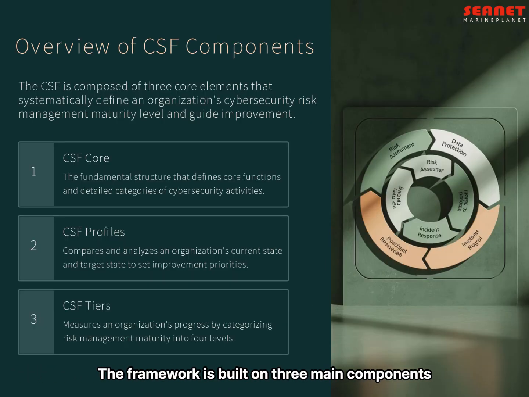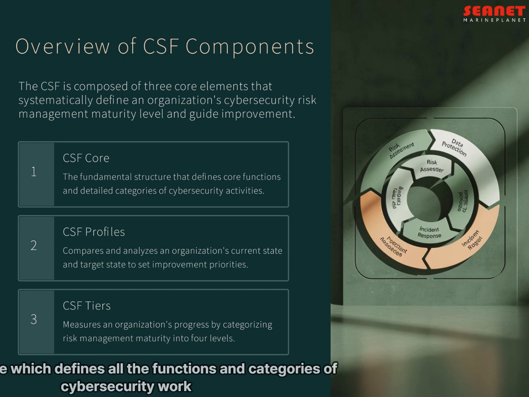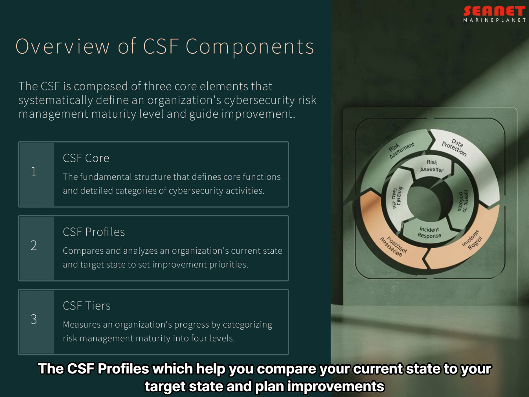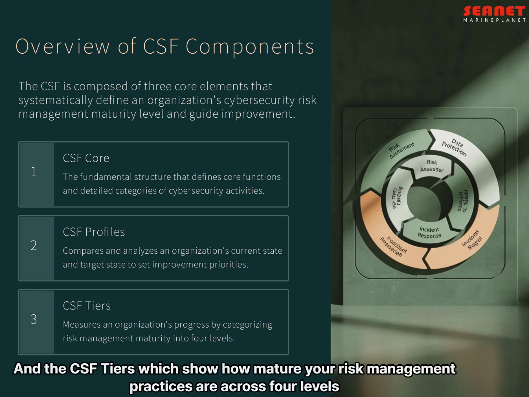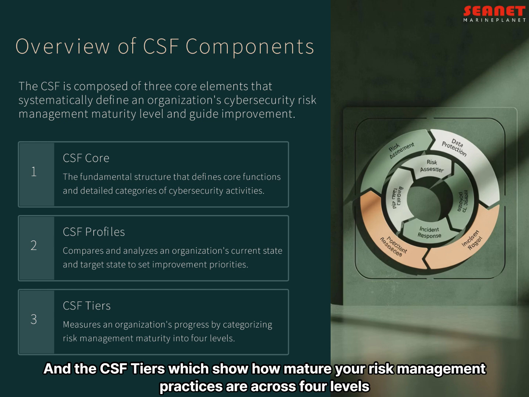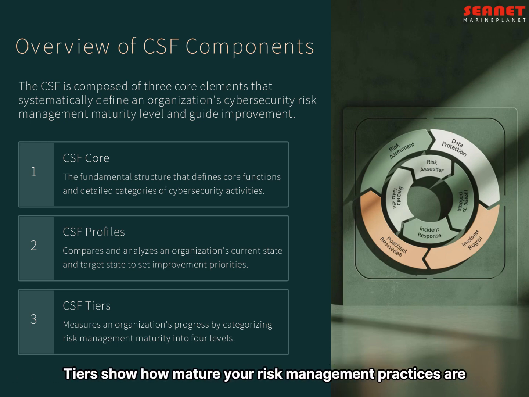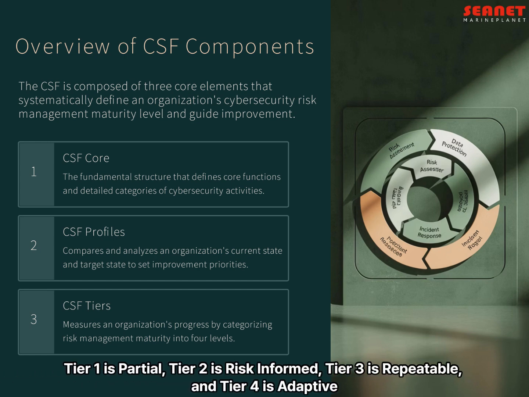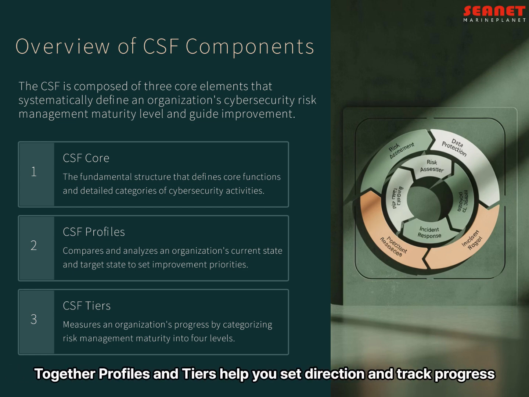The framework is built on three main components: the CSF Core, which defines all the functions and categories of cybersecurity work; the CSF Profiles, which help you compare your current state to your target state and plan improvements; and the CSF Tiers, which show how mature your risk management practices are across 4 levels. Tier 1 is partial, Tier 2 is risk-informed, Tier 3 is repeatable, and Tier 4 is adaptive. Together, profiles and tiers help you set direction and track progress.